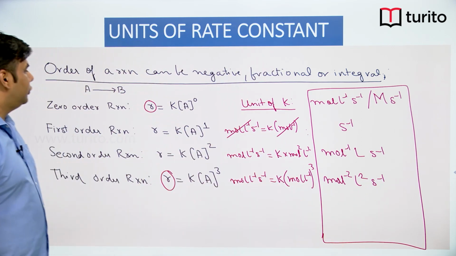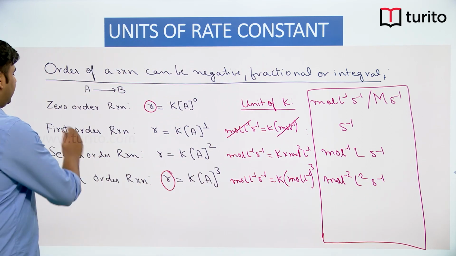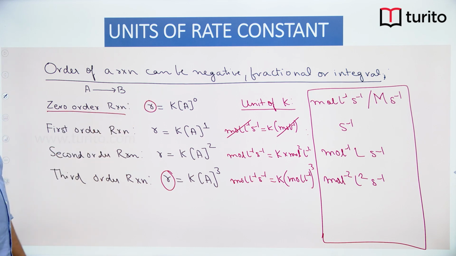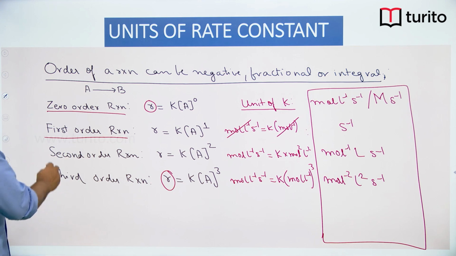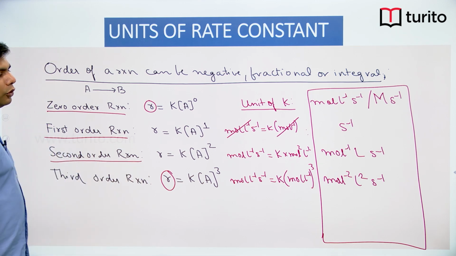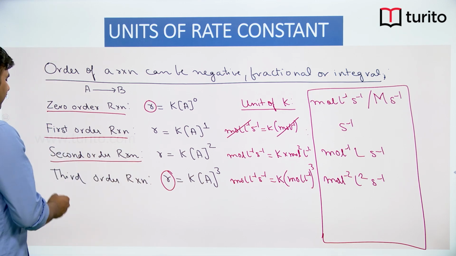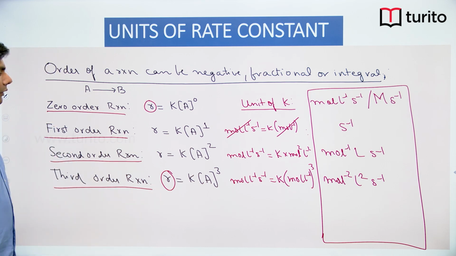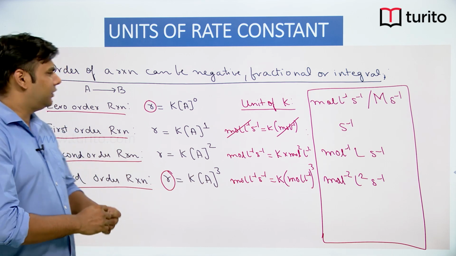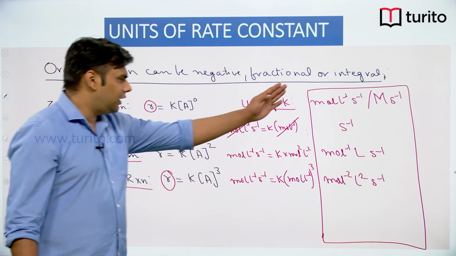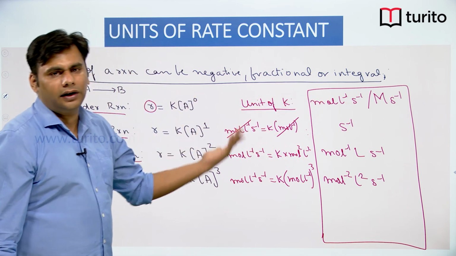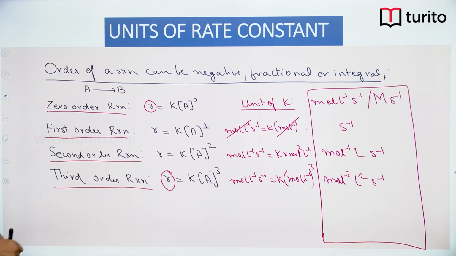So the unit of the rate constant for a zero order reaction is molarity per second. For a first order reaction it is per second. For a second order reaction it is per mole liter per second. Similarly, you can calculate for the third order reaction. This is very basic and you should know it, because directly looking at the value of the rate constant we will be able to predict the order of the reaction.